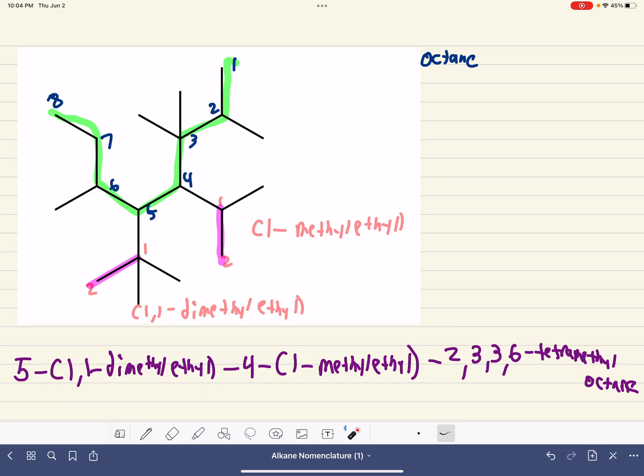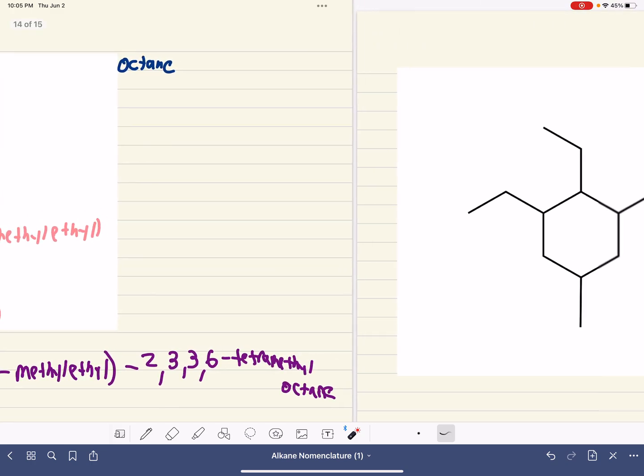Then finally, I have 4 total methyls remaining. I have 2 coming off of position 3, 1 off of position 2, and 1 off of 6. So 2,3,3,6 tells me the 4 methyls, tetramethyl, and it gets tacked onto the parent chain name, which is octane. So kind of a crazy looking name, but it is correct. If you ever think your name is kind of too crazy, it probably isn't. So don't get worried about that.